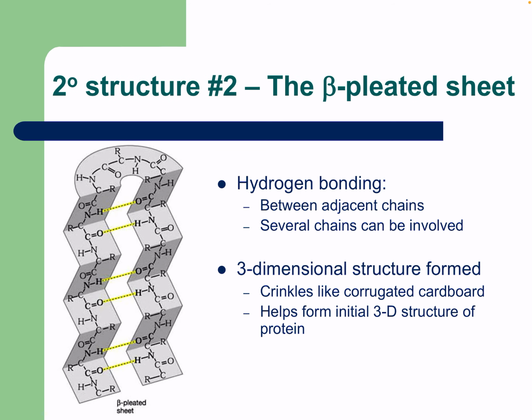So the beta pleated sheet. We can see here our hydrogen bonding. So we have hydrogen bonding between adjacent chains, and several chains can be involved. It is a three-dimensional structure that has crinkles like corrugated cardboard and helps form the initial 3D structure of the protein. You'll see this in a lot of protein structures with the zigzaggy shape when they use cartoon ways to depict protein.